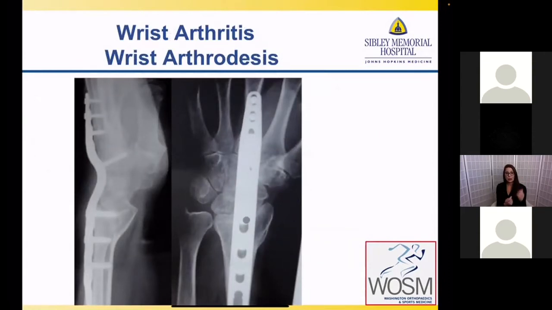Here's a wrist fusion, and you can see we've taken out the wrist basically, and we've locked it in place with a plate, and this will heal and become one bone. This is really the last ditch effort for somebody who has bad arthritis, because it's a little bit disabling to lose the motion in your wrist. And so I do these very rarely.